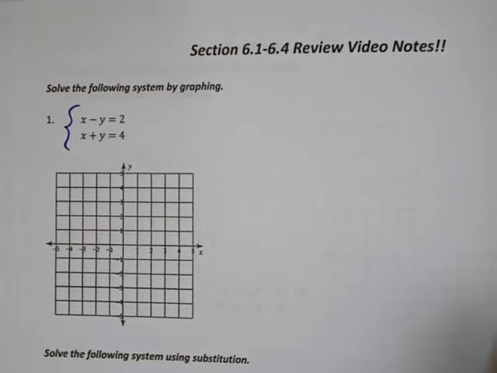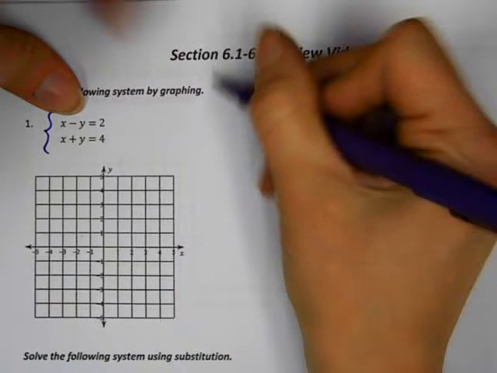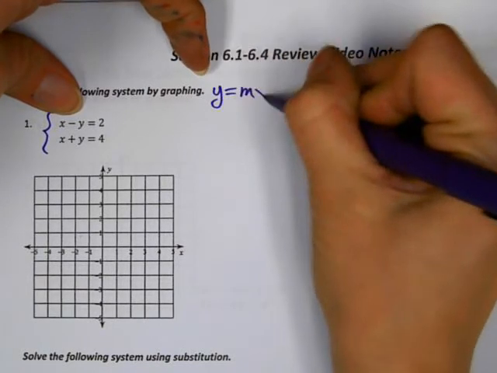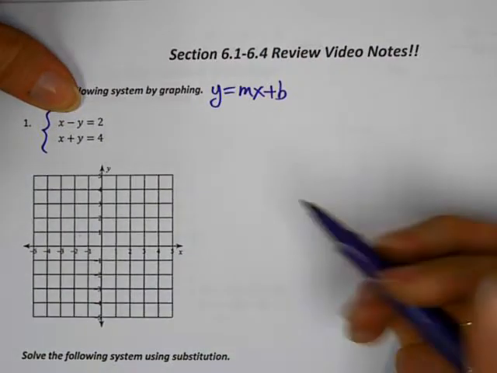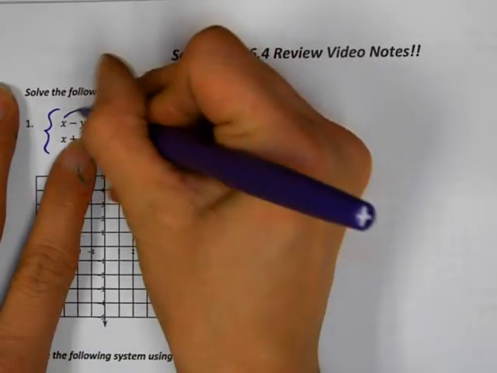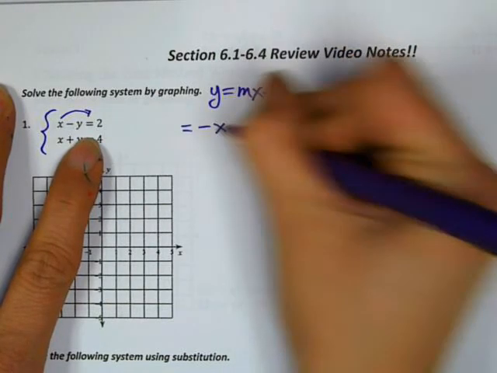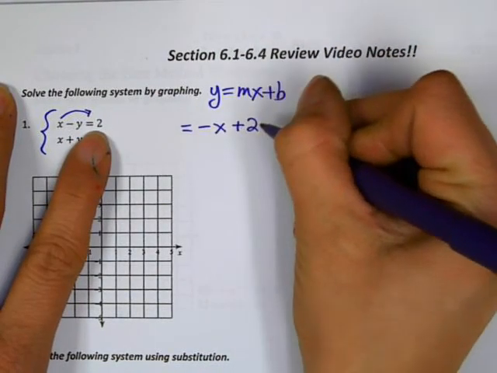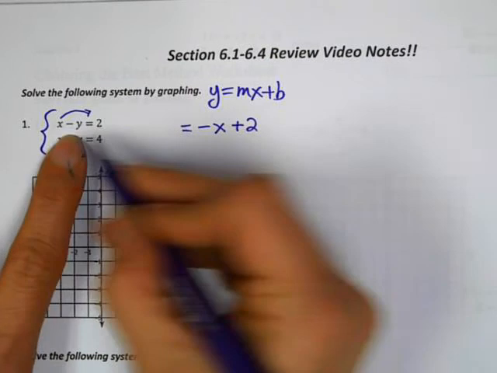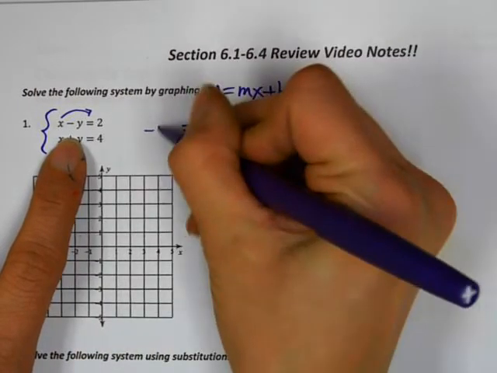When you do the graphing method, you have to get them ready for graphing. You have to get it in y equals mx plus b form. You have to get the y alone. So we're going to have to take this first equation and switch sides with the x. So we'll have negative x plus a 2. And on the left-hand side, we didn't have y, we had negative y.